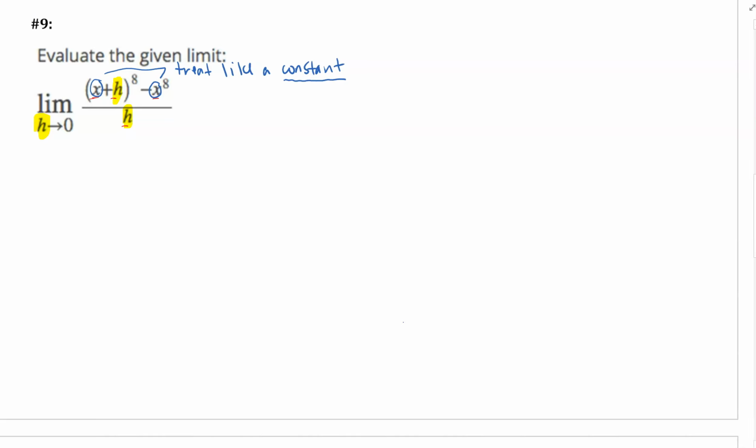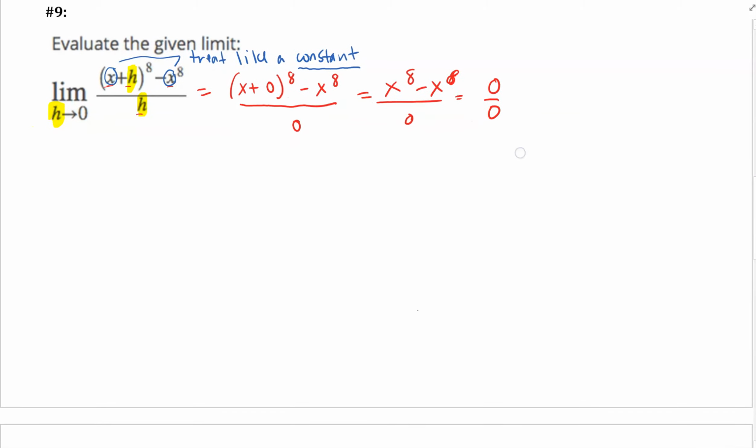Okay, so then the next thing I would do is look and see what happens when I plug in 0 for h. When I plug in 0 for h, I get x plus 0 to the 8th minus x to the 8th all over 0, which is x to the 8th minus x to the 8th all over 0, which is 0 over 0. So this is something that we could use L'Hopital's rule to determine because it's an indeterminate form right now. So we could basically take the derivative of the numerator and the denominator and then take the limit again, but we're taking the derivative with respect to h, not x. And not only that, we're going to treat x like a constant.